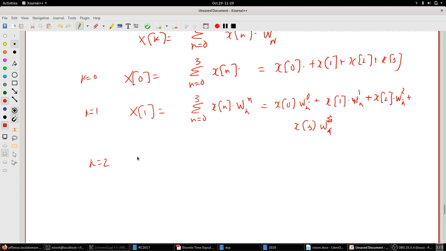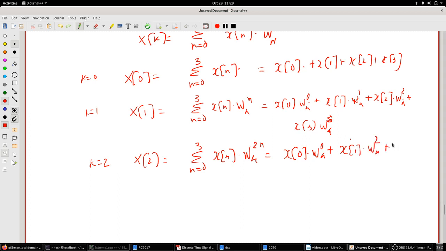So k equal to 2, you get x of 2, summation n equal to 0 to 3 of x of n into w2n of n, or w2n of 4, right? So this becomes equal to x of 0 into w0 of 4 plus x of 1 into w2 of 4 plus x of 2 into w4 of 4 plus x of 3 into w6 of 4. This is what you get.